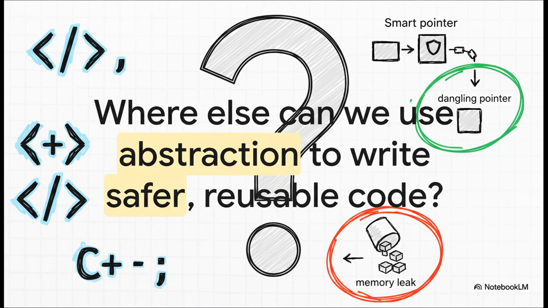You see, this whole process of taking something complex and dangerous and hiding it inside a safe, simple interface, that's a core idea in programming called abstraction. It is the secret to building incredibly complex software without going completely insane. So the real question to leave you with is this: where else can we apply this powerful idea to tame complexity and build better, safer code?